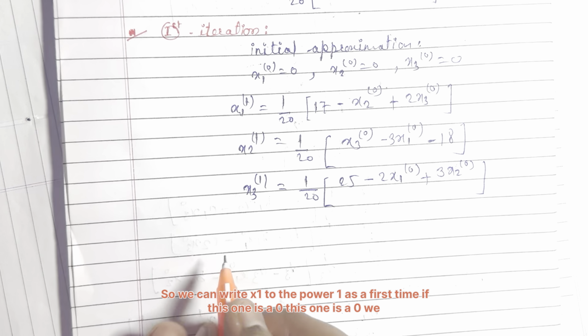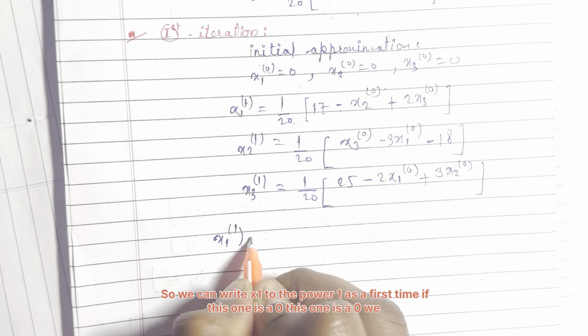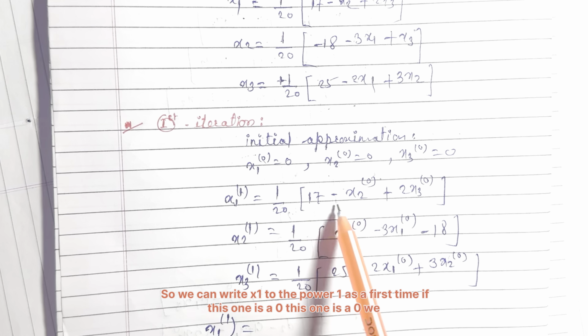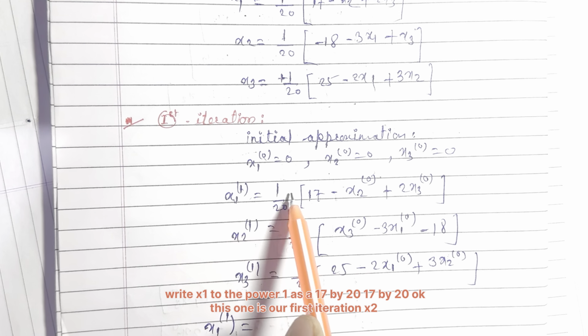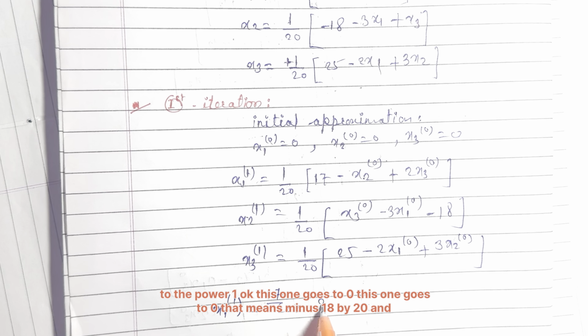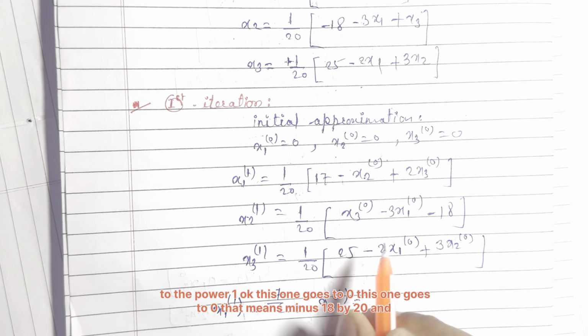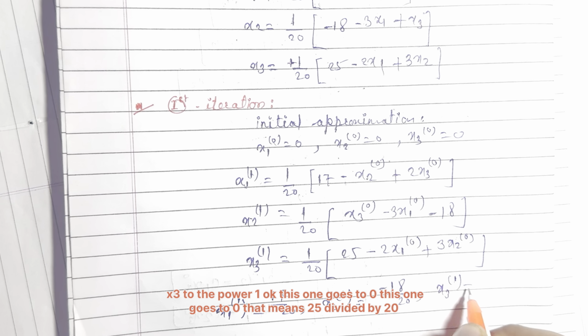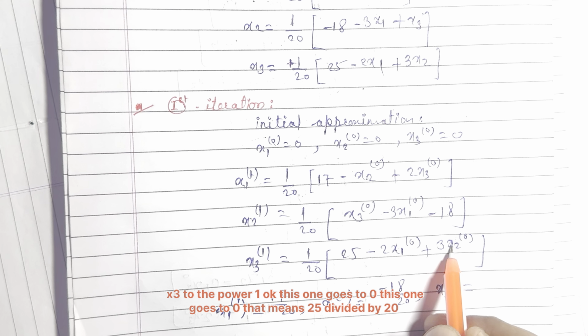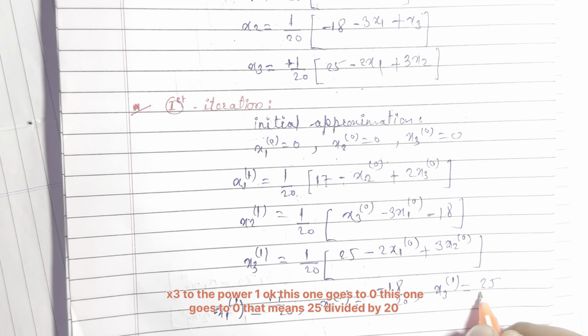Okay, so we can write x1 to the power 1 as a first step. If this one is 0, this one is 0, we write x1 to the power 1 as 17 by 20. Okay, this one is our first iteration. x2 to the power 1: this one goes to 0, this one goes to 0, that means minus 18 by 20. And x3 to the power 1: this one goes to 0, this one goes to 0, that means 25 divided by 20.